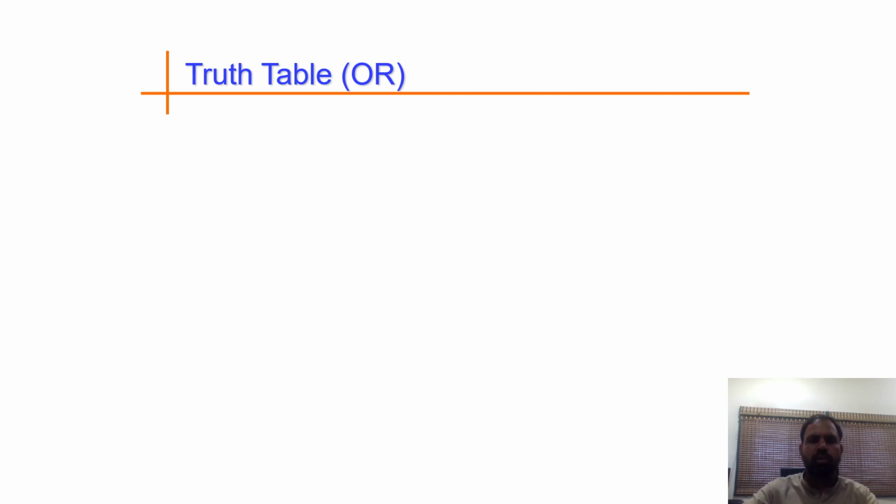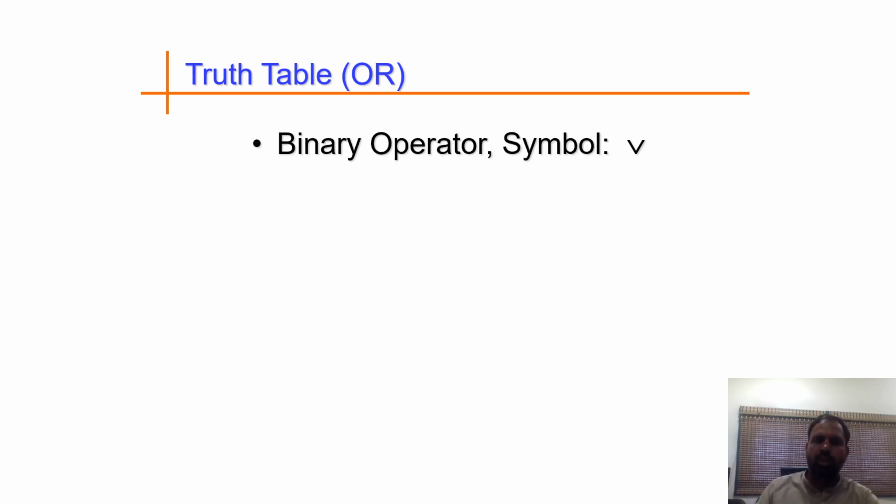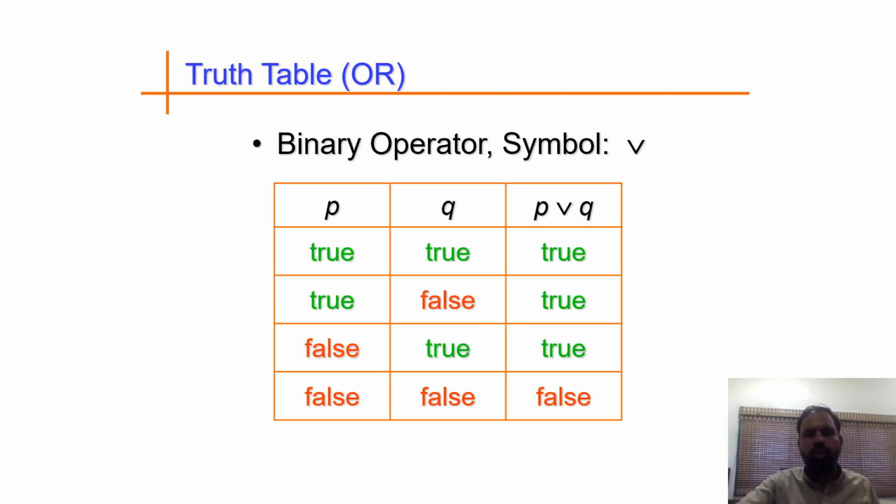Truth table for OR, the disjunction. The binary operator used for OR is this, and this is the truth table for OR.